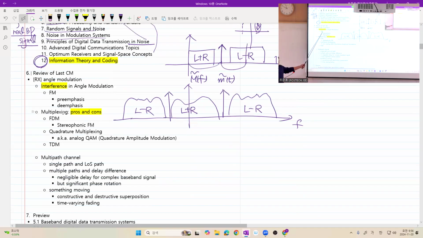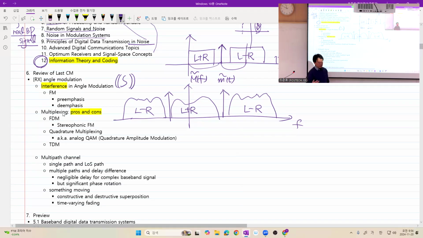In order to analyze the effect of interference in angle modulation, especially in frequency modulation, we had a very simple model where the message signal is 0, but the desired FM signal is still received. However, there is an interfering signal with some frequency offset from our desired carrier. Then, what is the output?